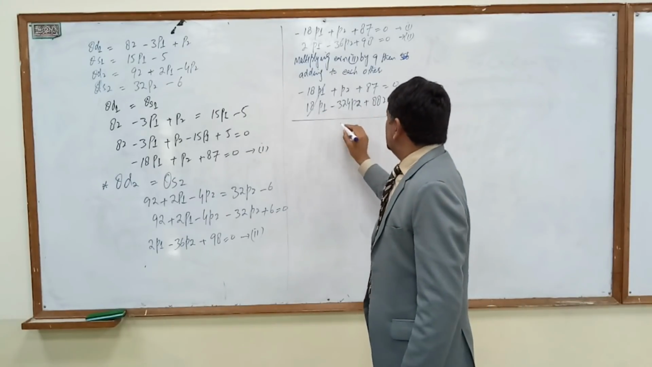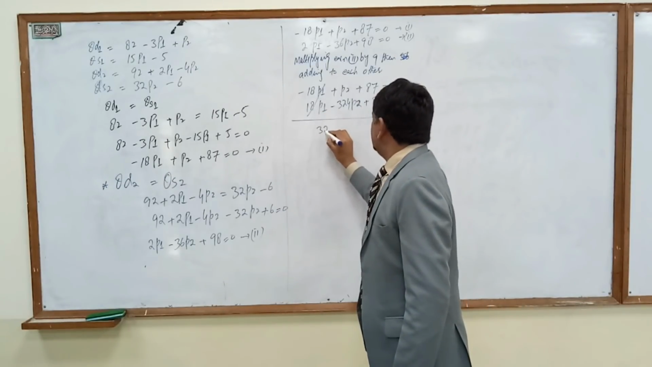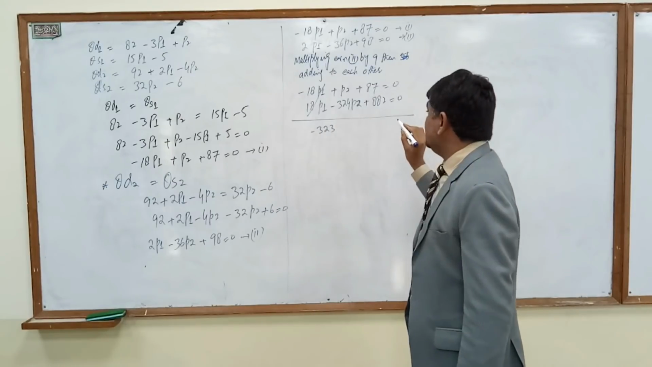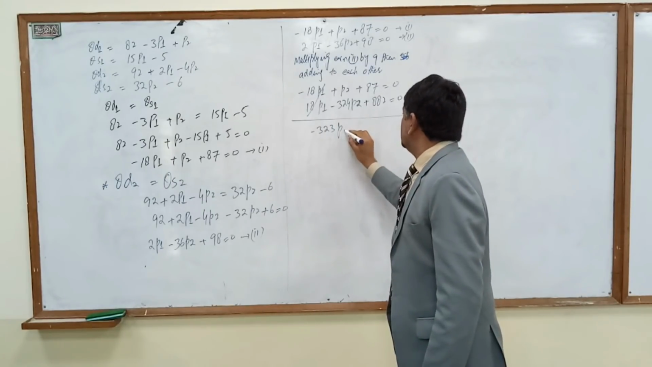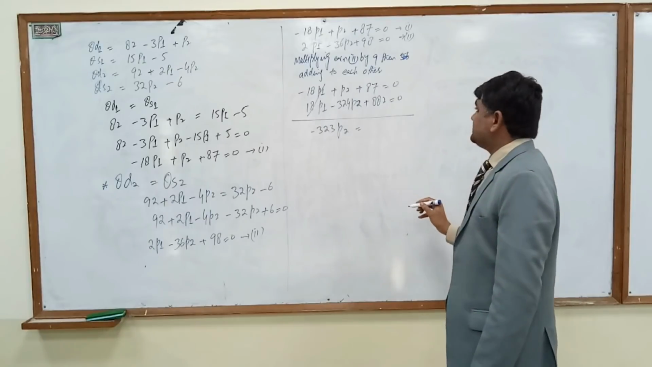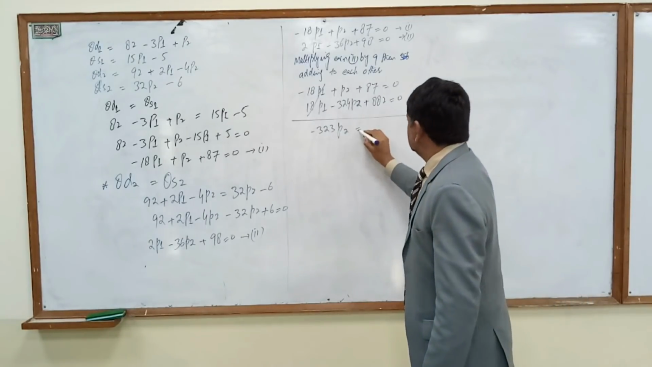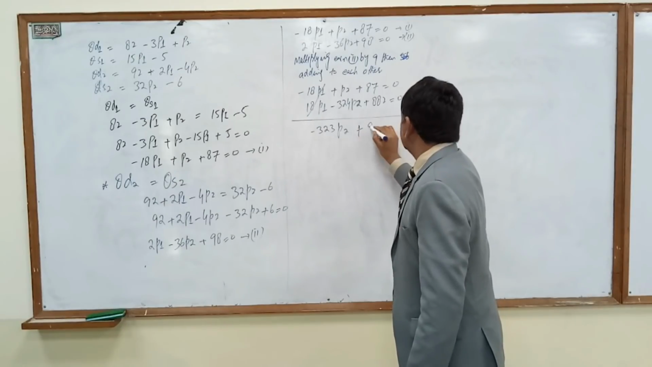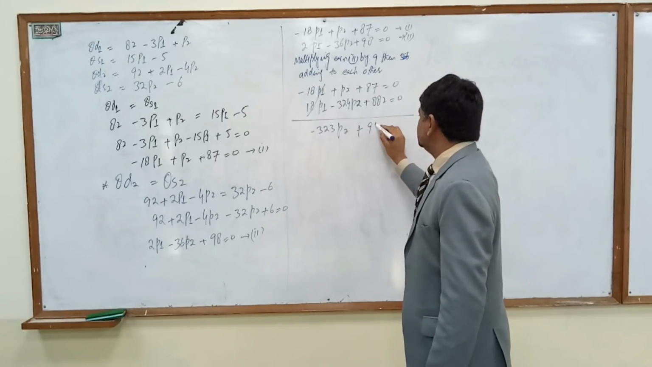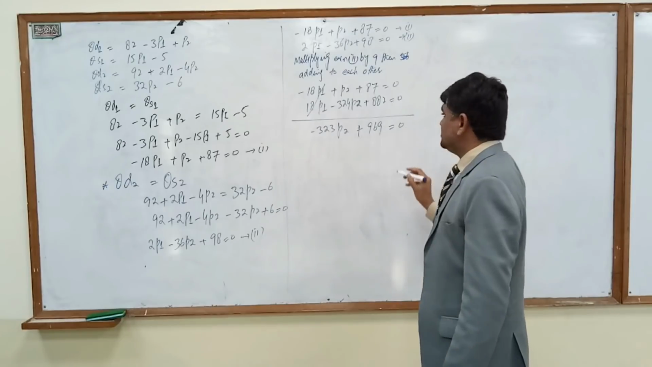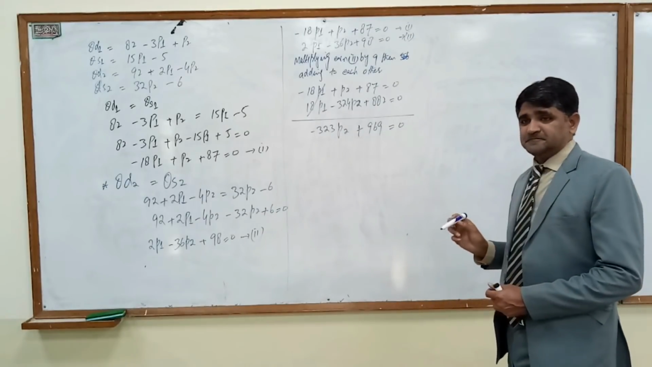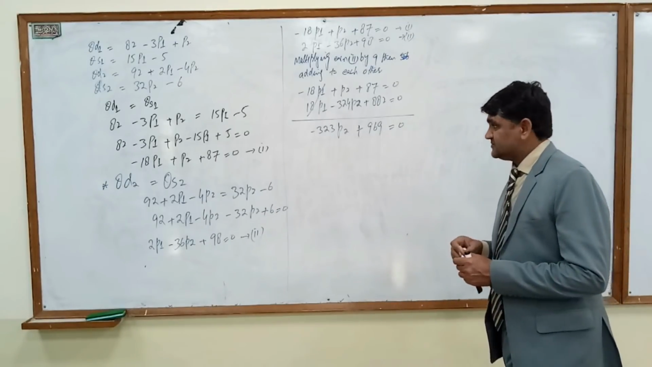What's here? 323 minus 323. Yes, sir. P2 is equal to 87 plus 882, 969. Plus 969 is equal to 0. Is it a first degree equation? Yes. How to solve? Sir, constant.